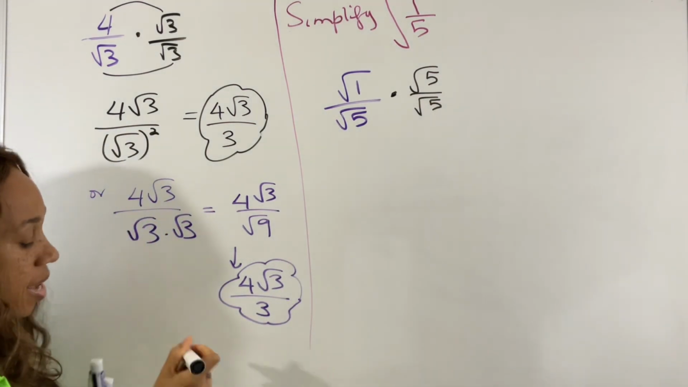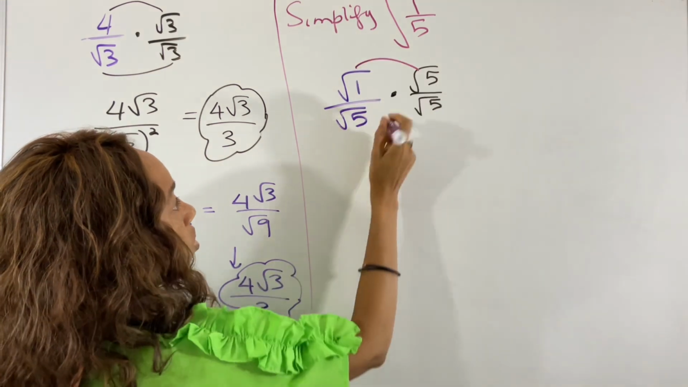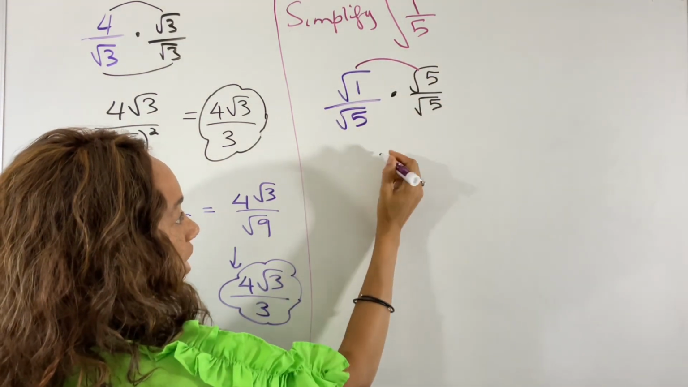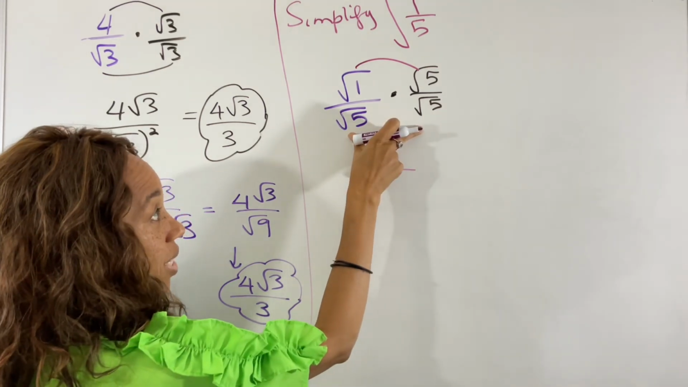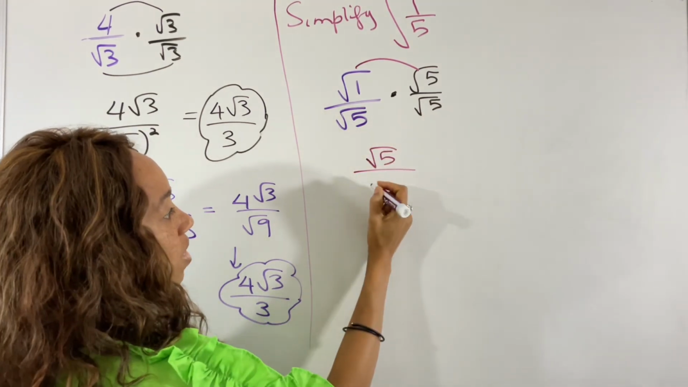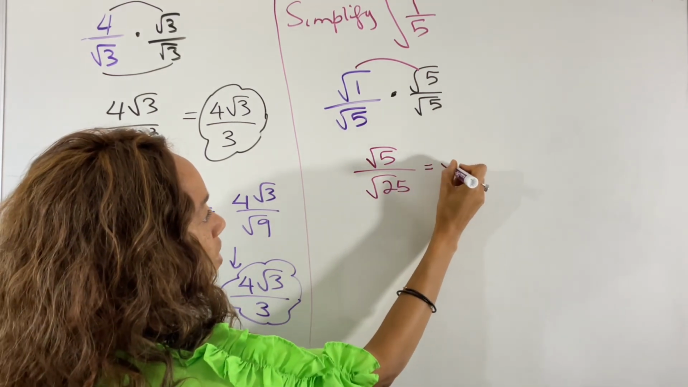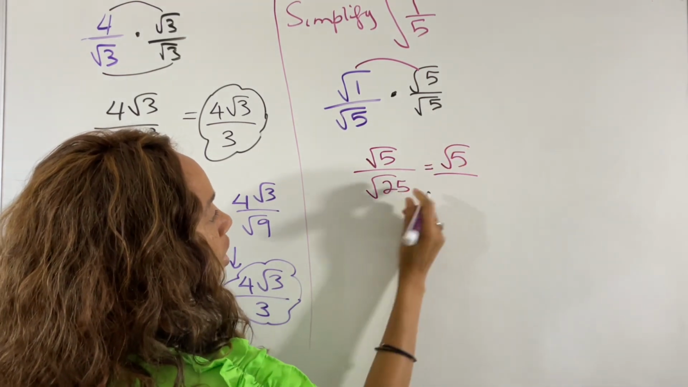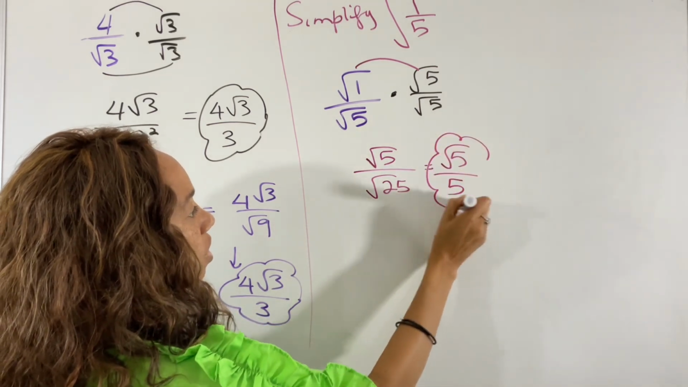All right? Now we multiply across. Radical 1 times radical 5 is simply radical 5, and radical 5 times radical 5 is radical 25. So we get radical 5 over the square root of 25, which is 5. And that is what you get.